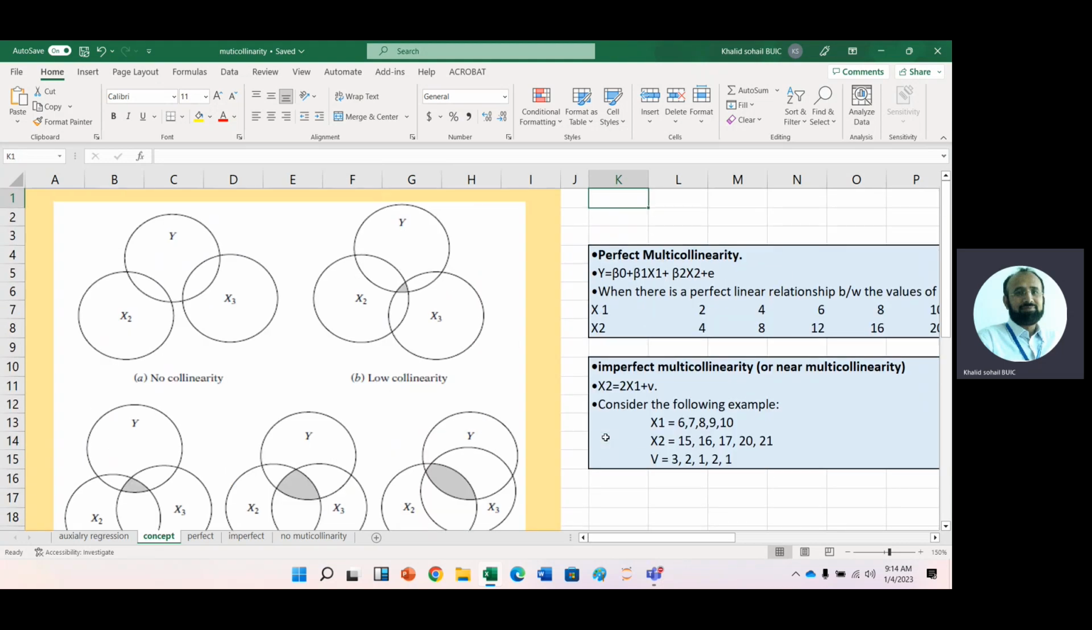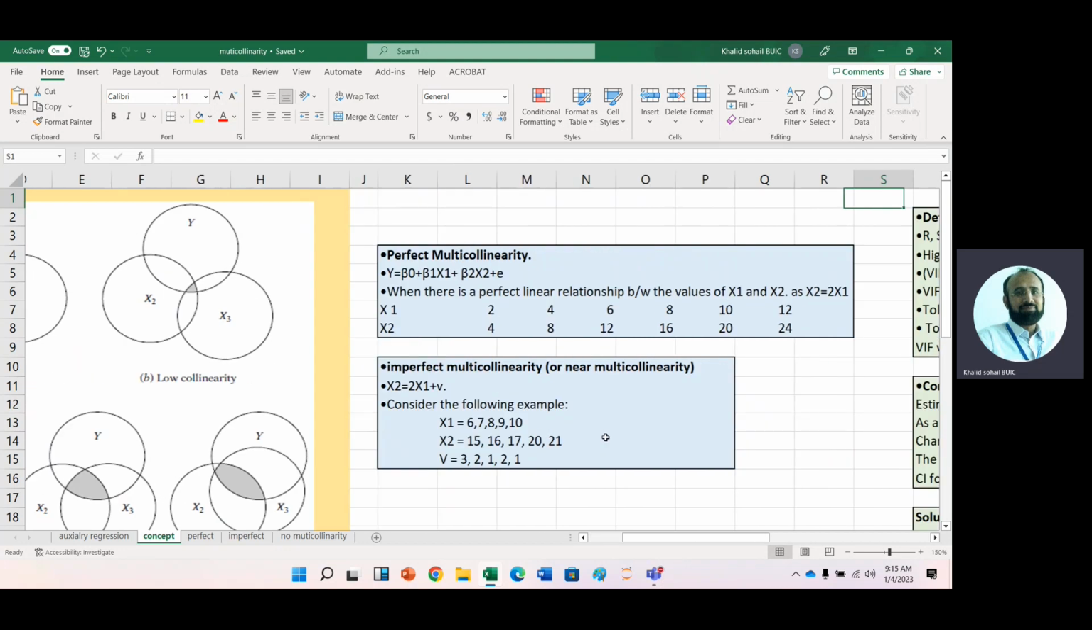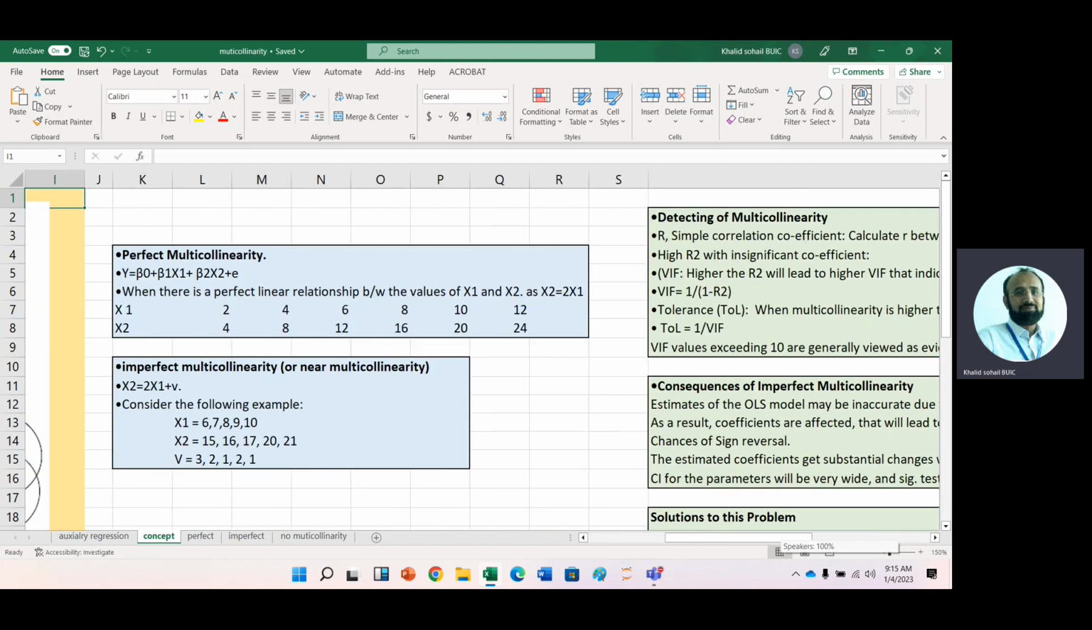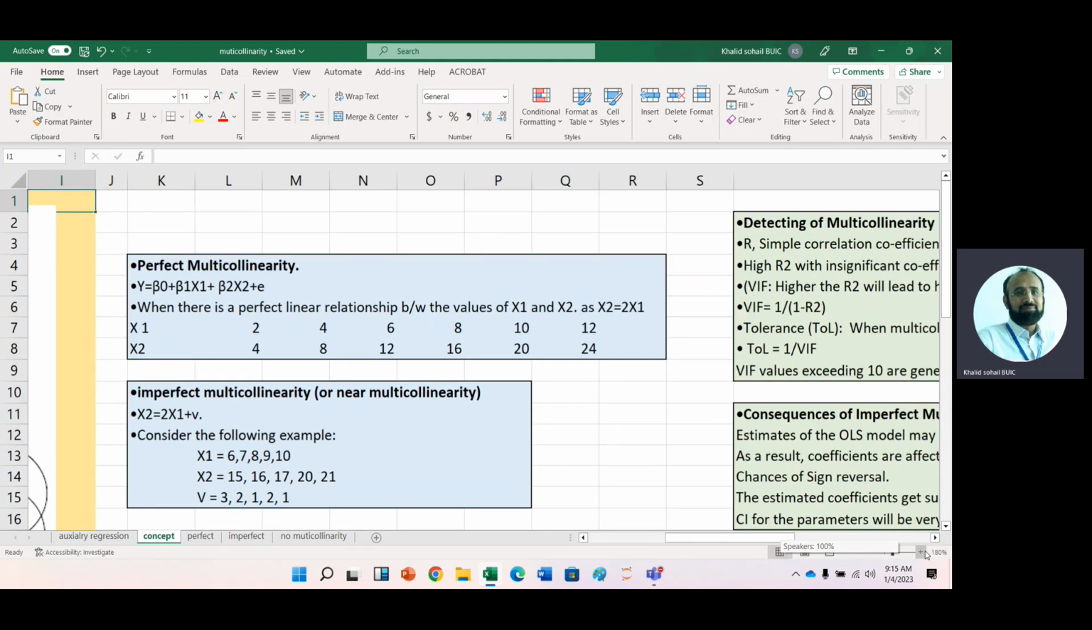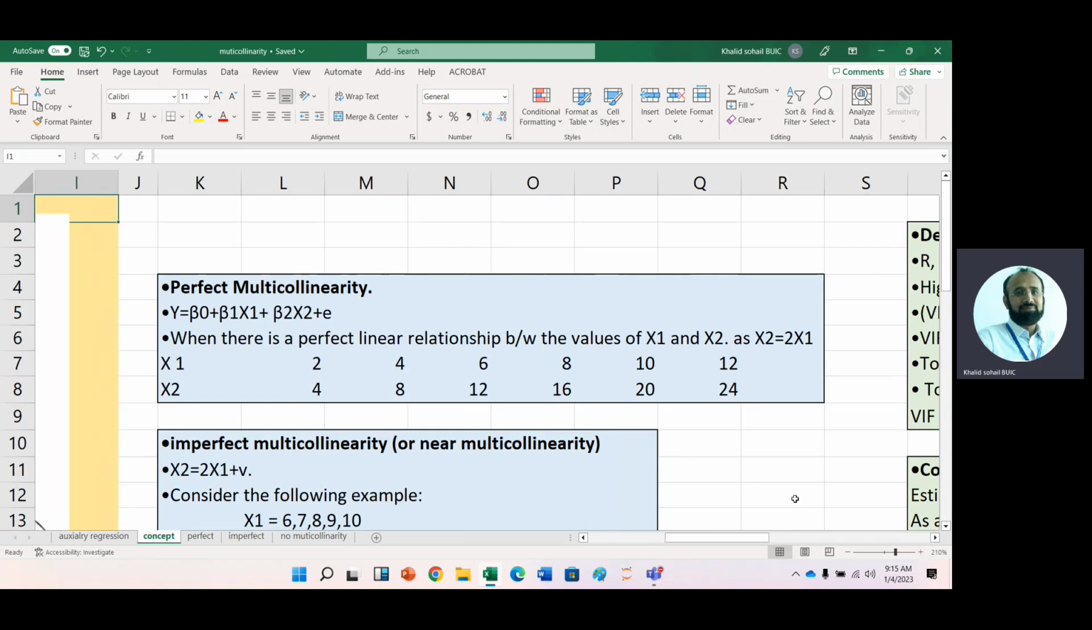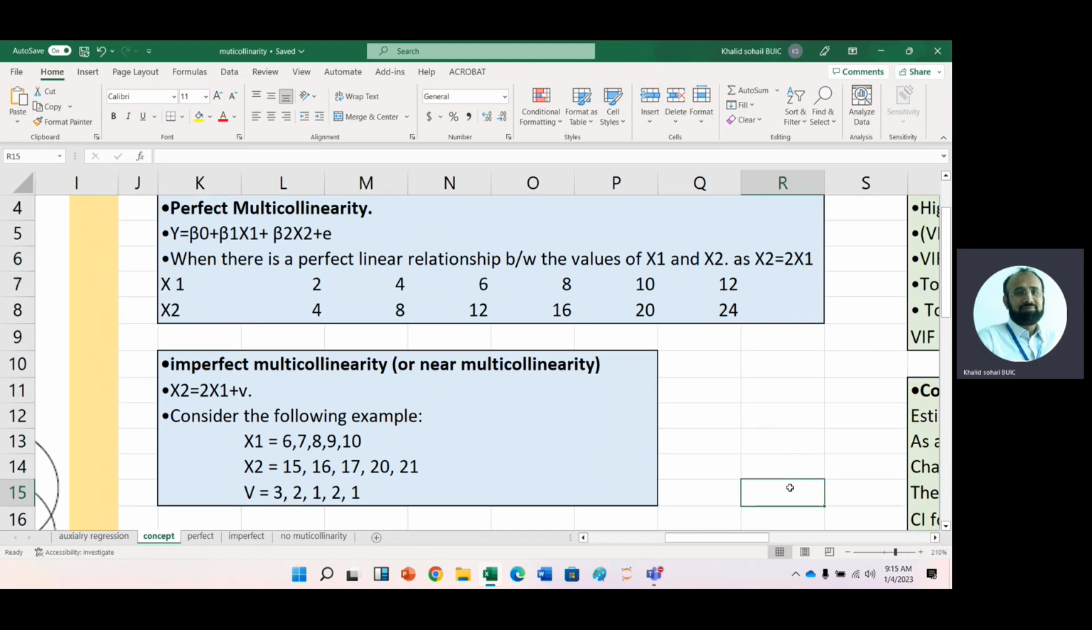Now, there are two cases of multicollinearity. The one is perfect multicollinearity, and the other one is imperfect multicollinearity. Now, in case of perfect multicollinearity, even with the help of software, we cannot get the beta values as well as the output of a regression model.